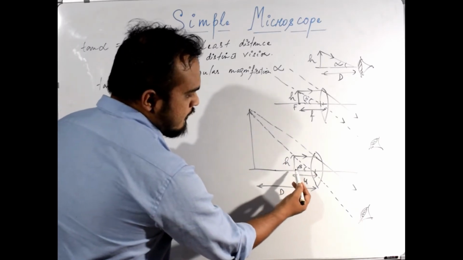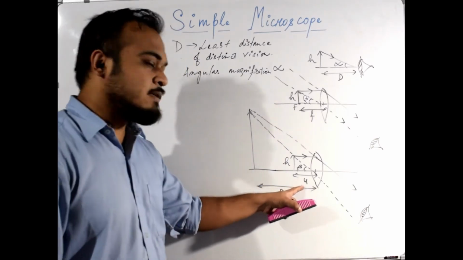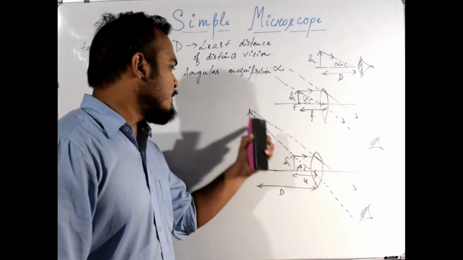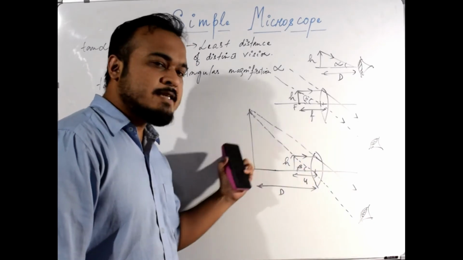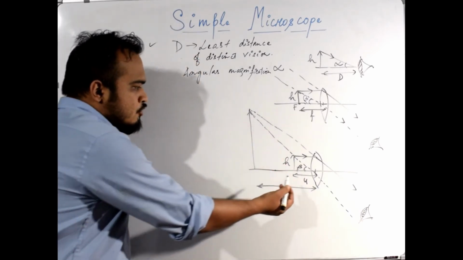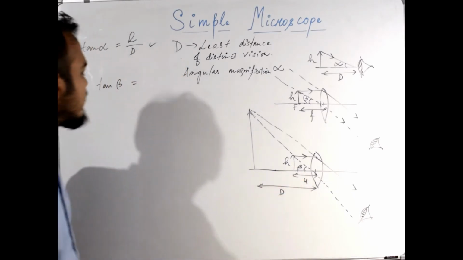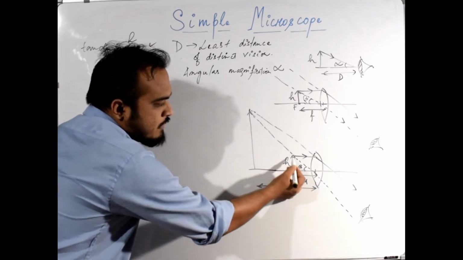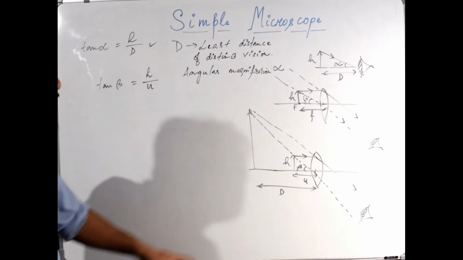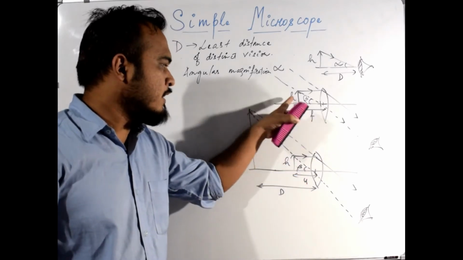That means this distance u is smaller than f. So that's why the image is formed on the same side of the object. So we can take the value for tan of beta. Tan of beta for this triangle will be equal to h divided by u. Previously it was h divided by f.